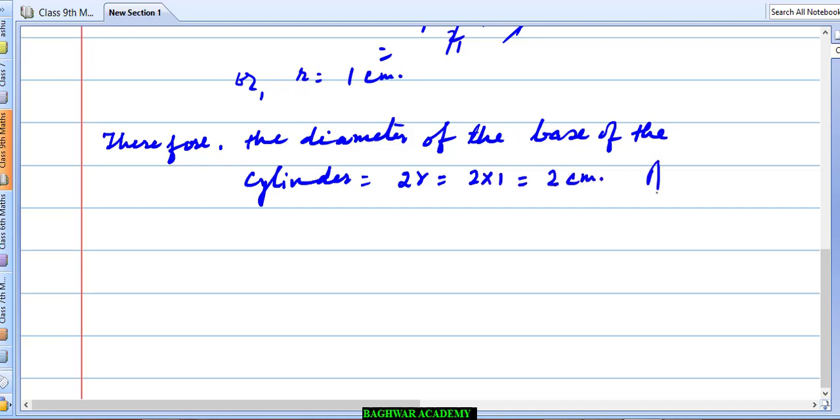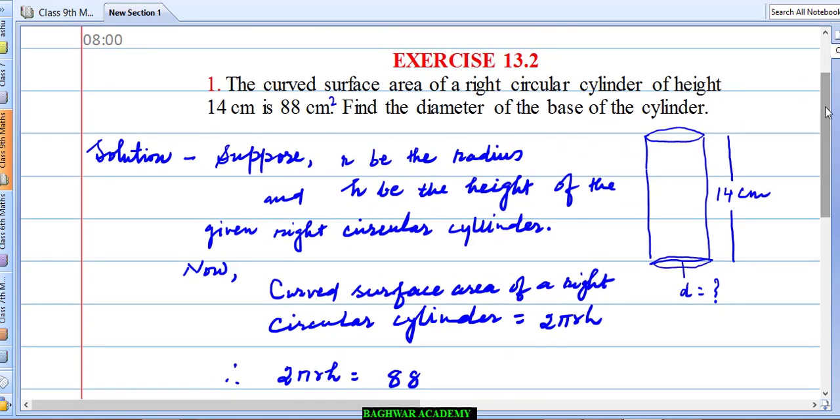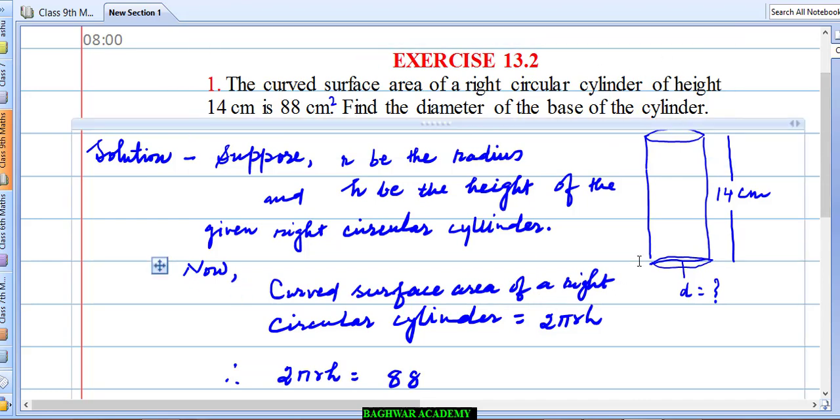So what we did, just see: first you need to see your question properly and try to understand it. You plot the figure so that you will understand easily. Here you see we had a question: the curved surface area of a right circular cylinder of height 14 cm is 88 cm square.